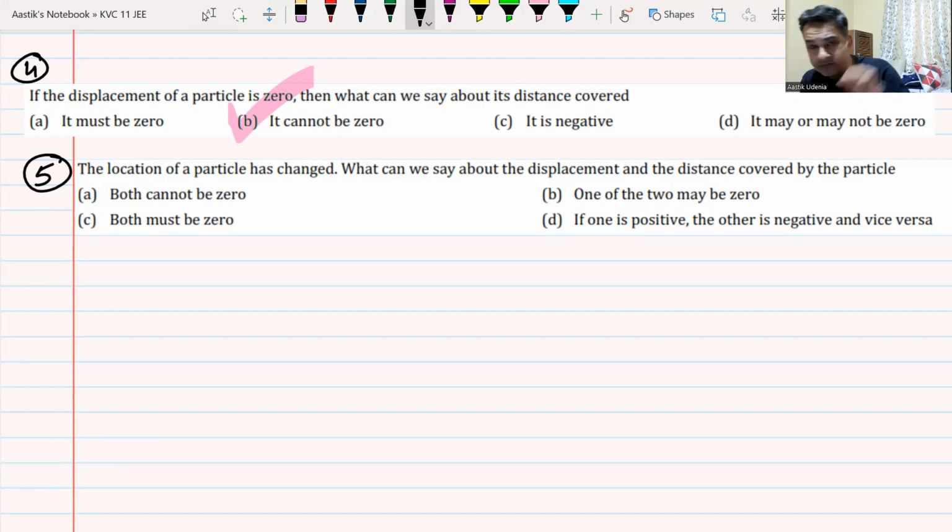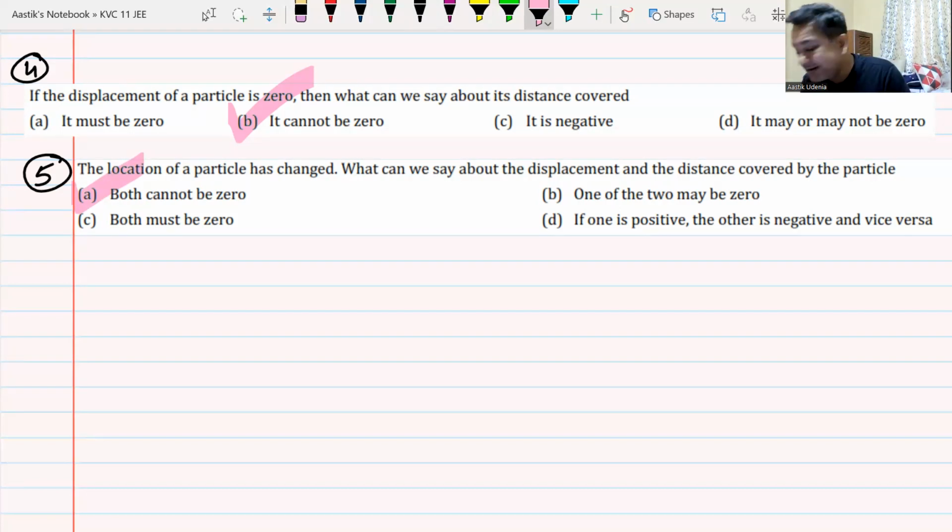A, B, C, D. Which is the correct answer? How many think that A is the correct answer? And A is the correct answer. Both cannot be 0. The particle has moved. Distance cannot be 0. The position has changed. It is not coming back to its original position. Therefore, displacement is also not 0. So the answer is both cannot be 0.